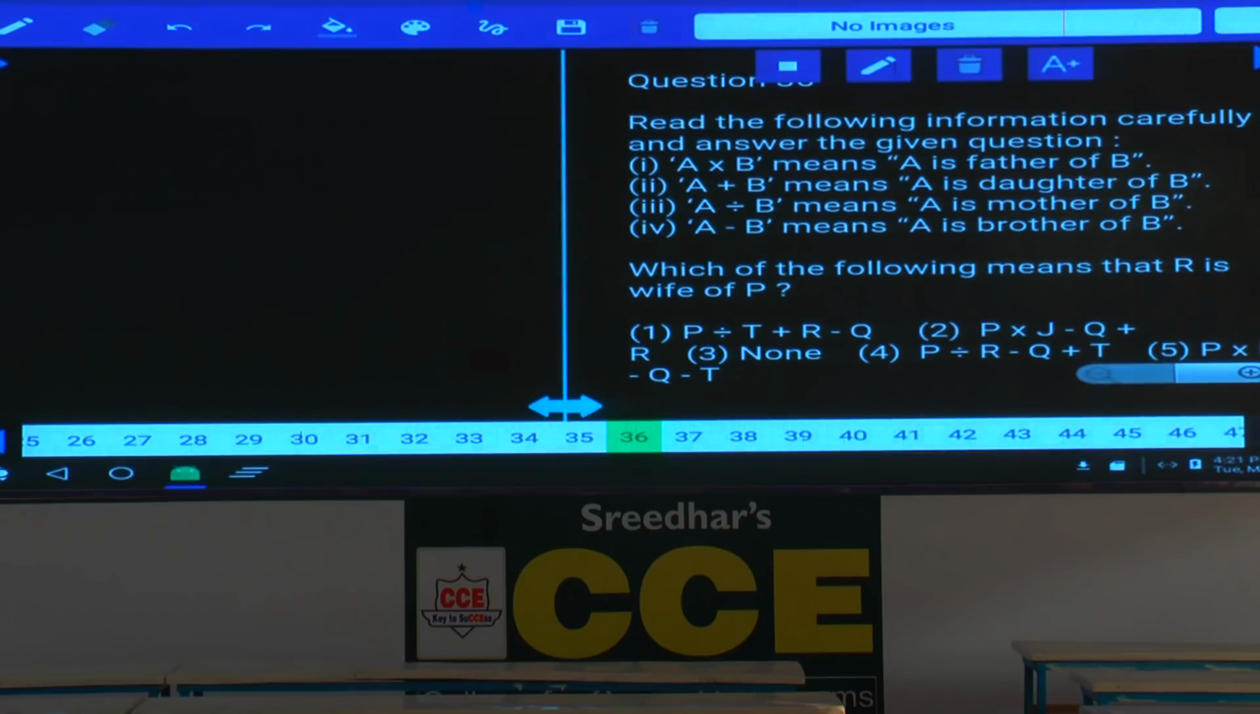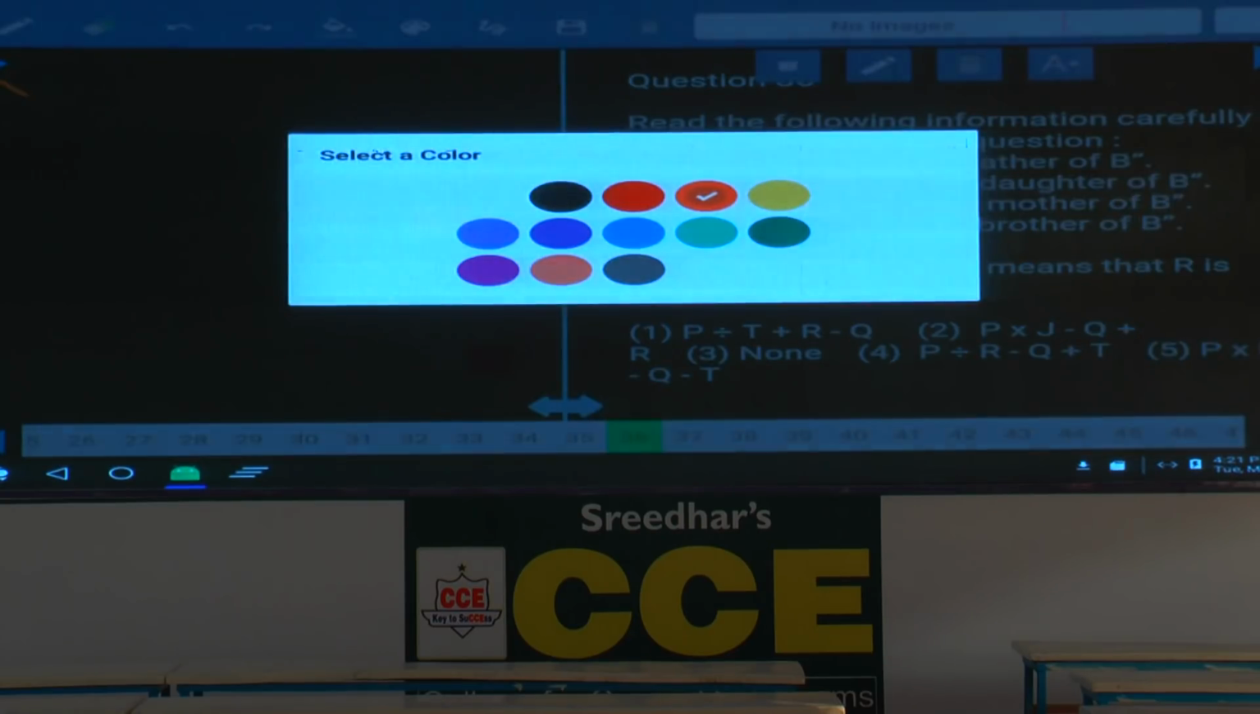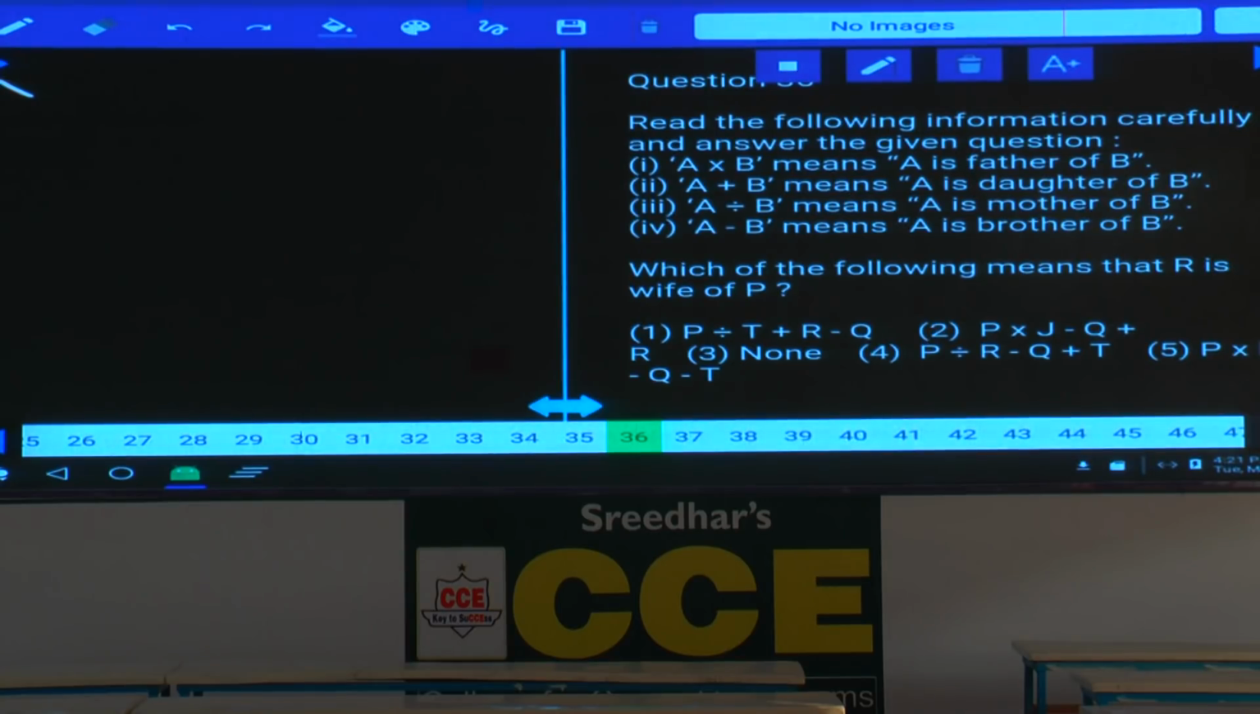Now tell me, what does into stand for? Into stands for father. Next one, plus stands for daughter. Into is father, plus is his daughter. Next one, into stands for father, and this plus stands for daughter. And next one, division stands for mother, and minus stands for brother.